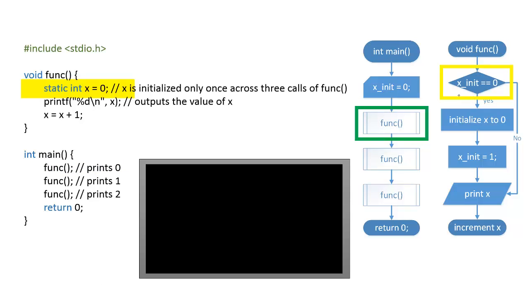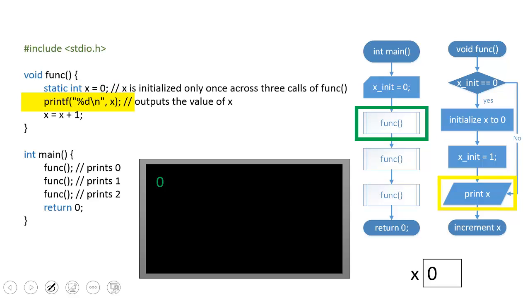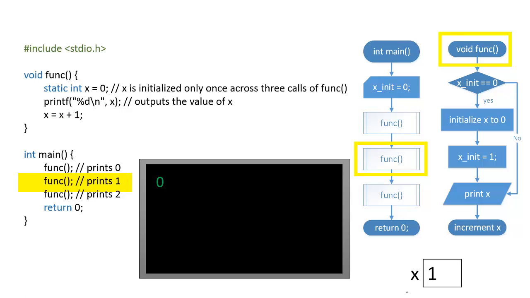So the first time we haven't initialized x yet, so we're going to initialize it. So we initialize x. Hey, it's been created. And this is getting pushed into the global portion of our memory. And then we set this flag that x has been initialized, and we print 0 to the screen. We increment x, but now we don't destroy x, and it stays put after we leave func.